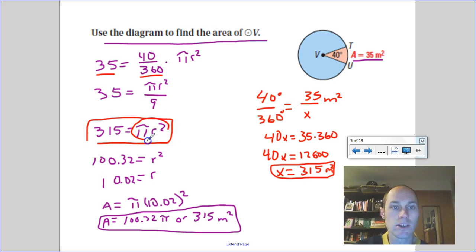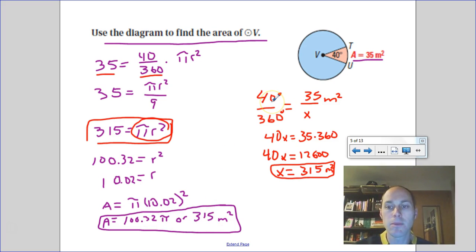which I could have stopped there if I would have recognized that pi r squared is the area of the circle. So I would have known that, oh, 315 is the area of the circle. But I kept going to show you how to find the radius as well. So I divided by pi to get r squared, took the square root to get 10.02 is approximately r. Plug that back into pi r squared, area of the circle, and got the exact and the approximated values.